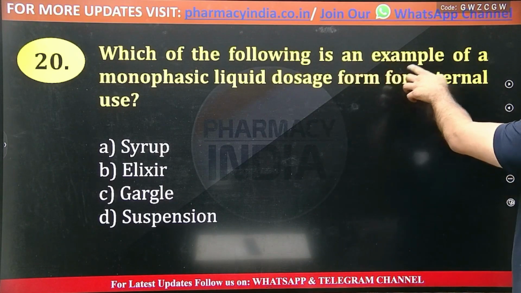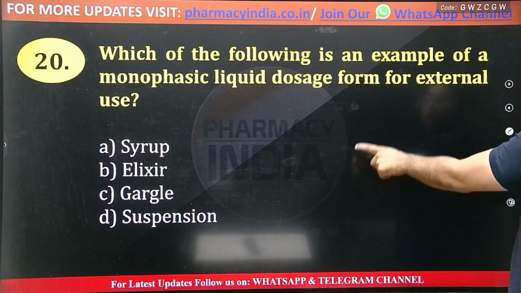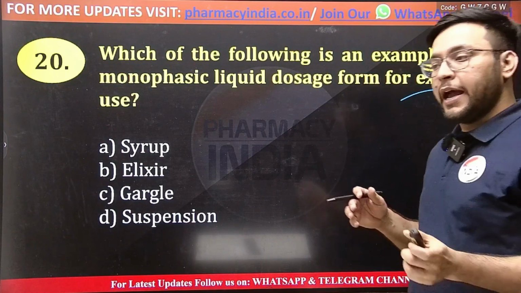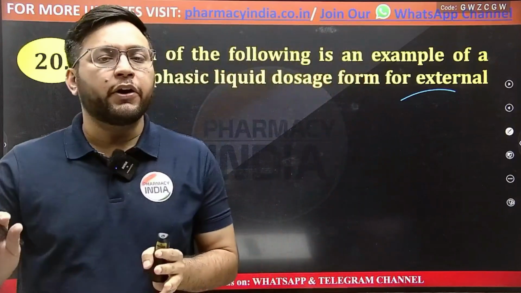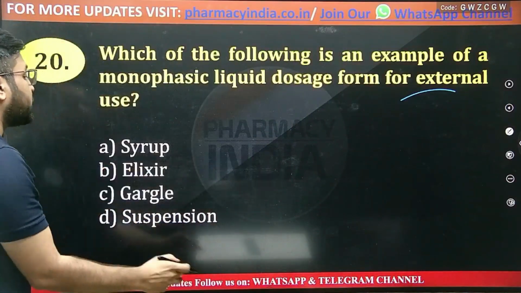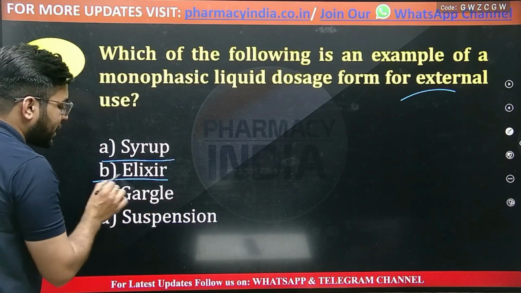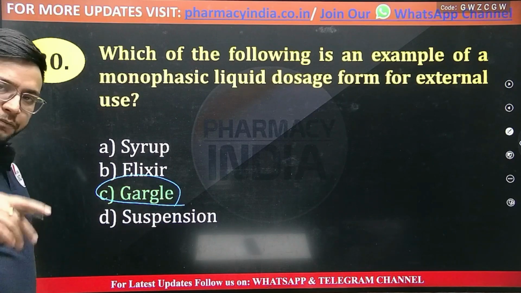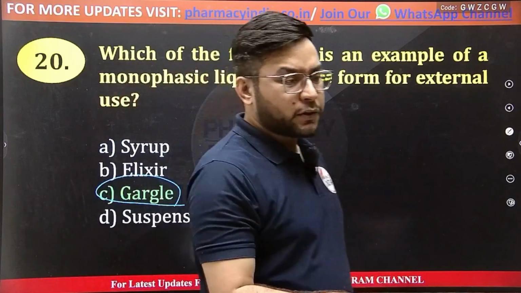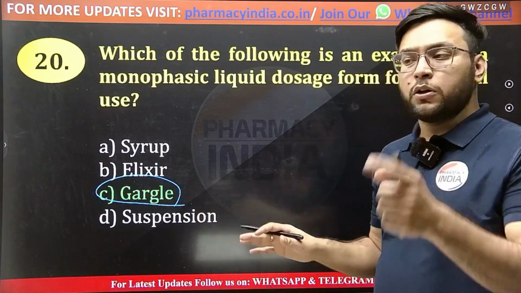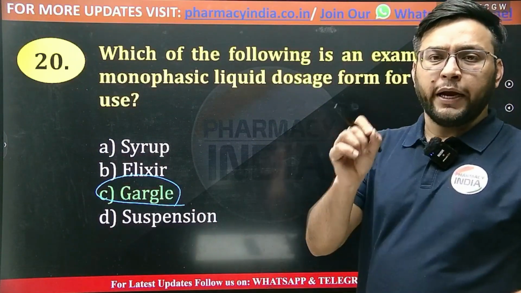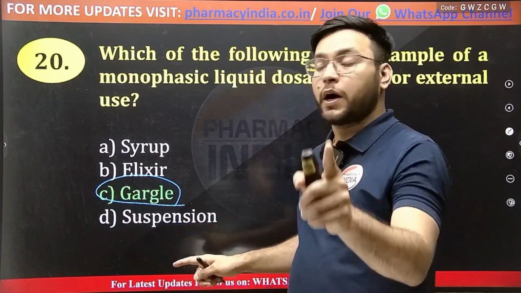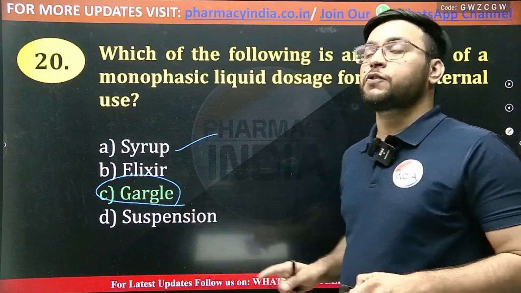Which of the following is an example of a monophasic liquid dosage form for external use? Means there are two parts to the question: which is a monophasic liquid dosage form, and which is for external purpose. Syrup, elixir, gargle or suspension. So gargle we are using mainly for external purpose. You can also write it down. You have to read, according to the USP and IP, what should be the concentration of sugar in syrup. Maybe the question is asked from this point also.